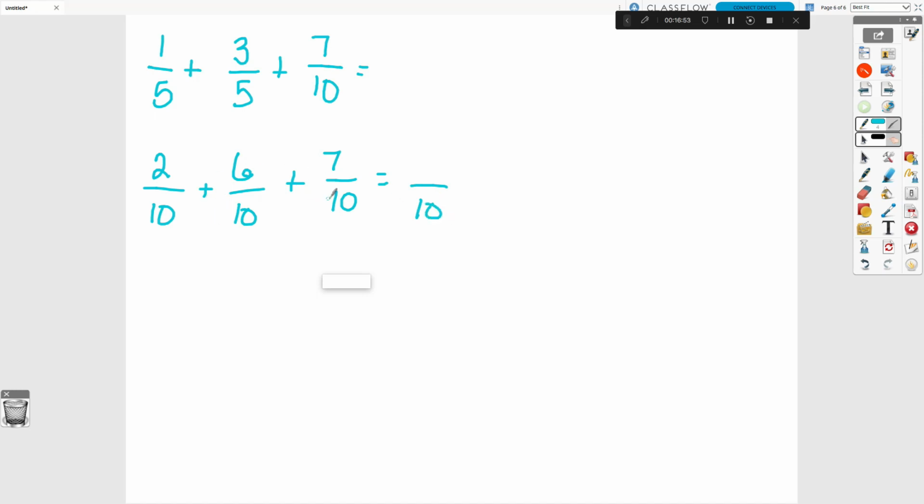2 plus 6 plus 7, 15. Can I leave it like that? No. What does that reduce down to? 1 5/10, which can also reduce down to 1 1/2. Ooh, we get to turn the page.